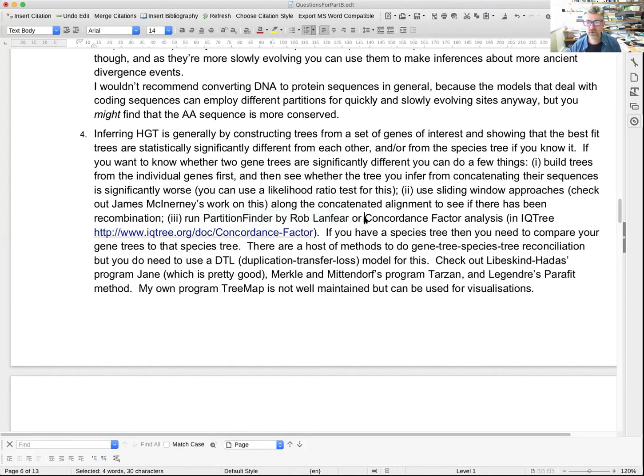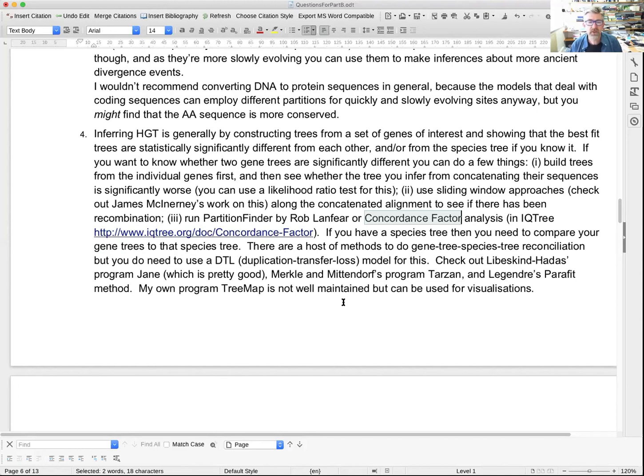Another approach is called concordance factor analysis, and I've just put a little link in here. It's a similar sort of process where you are looking along an alignment to see at what point the concordance, the agreement between your sequences around a particular point, changes. You'll be pleased to know that is built into IQ-TREE as well. So if you've been using IQ-TREE, then that's a fairly straightforward addition to your analysis to run concordance factor on there, and there's a link there.